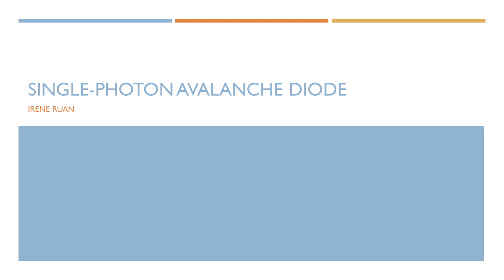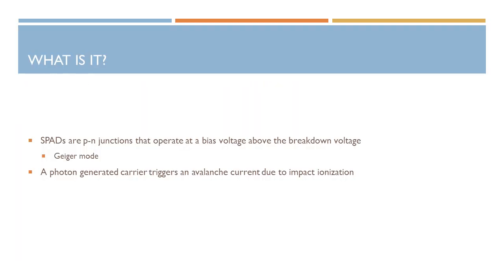Hello everyone, today I will be talking to y'all about a photodetector called the Single-photon Avalanche Diode, also known as the Geiger mode avalanche photodiode. The Single-photon Avalanche Diode is essentially a PN junction that operates at a bias voltage above the breakdown voltage, where a photon-generated carrier can trigger an avalanche current because it has enough kinetic energy to promote an electron from the valence band to the conduction band, creating an electron-hole pair. This mechanism is known as impact ionization. Electron-hole pair generation is then sustained through positive feedback to cause the avalanche.